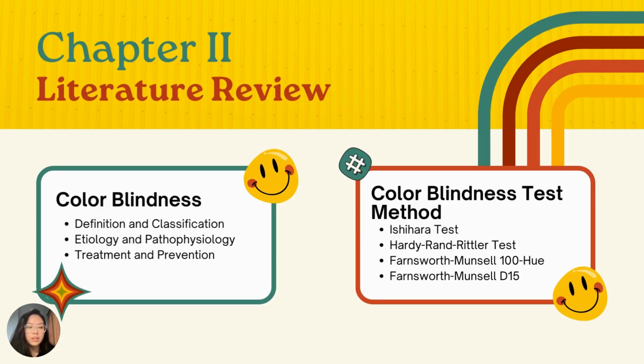In this chapter 2 literature review, we're going to discuss definition and classification, etiology and pathophysiology, treatment and prevention of color blindness. We're also going to discuss the color blindness test methods like the Ishihara test, Hardy-Rand-Rittler test, Farnsworth-Munsell 100 hue, and Farnsworth-Munsell D-15.